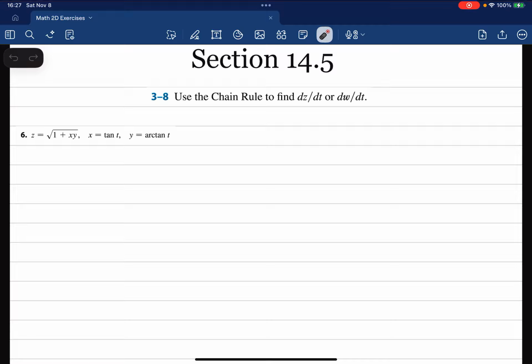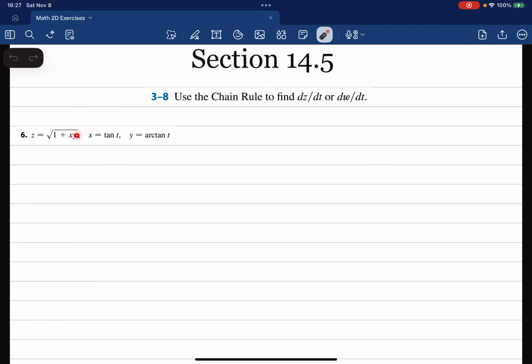Hello. In this video, I will be solving two exercises from section 14.5 of James Stewart's calculus, and they're both on the chain rule. So the first problem we'll do is to use the chain rule to find dz/dt, or dw/dt. In our case, it'll be dz/dt because we have a z here, and we need to use the chain rule to find this derivative.